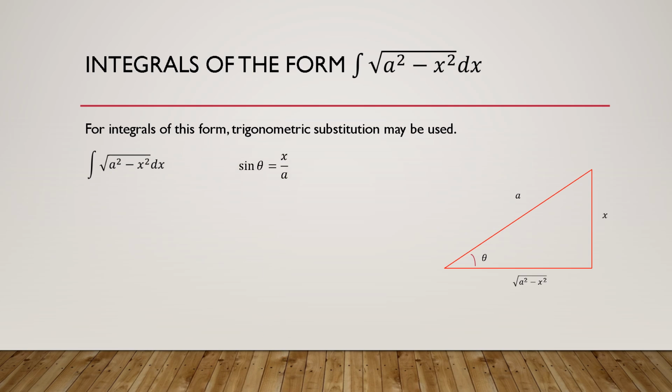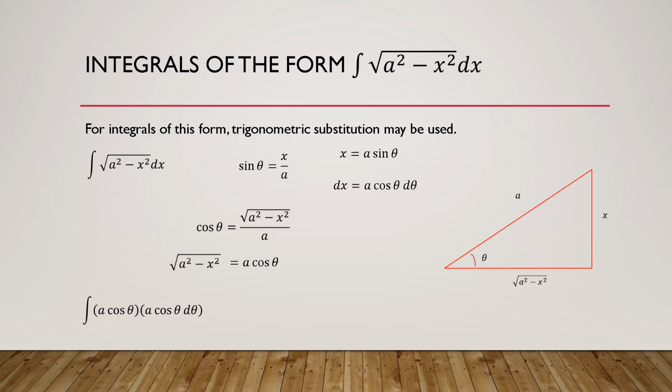In this case, sine theta equals x over a, or x equals a sine theta. Then dx would be a cosine theta d theta. Also, cosine theta would equal the square root of a squared minus x squared over a, or the square root of a squared minus x squared equals a cosine theta. Now we substitute the square root of a squared minus x squared with a cosine theta, and dx with a cosine theta d theta. This can be simplified to a squared times the integral of cosine squared theta d theta.